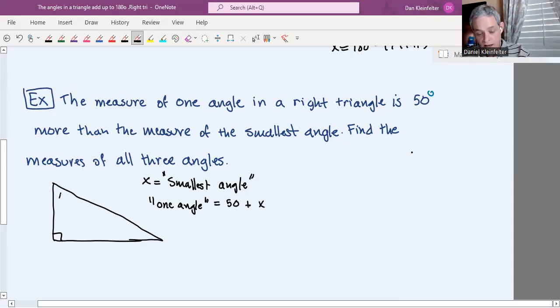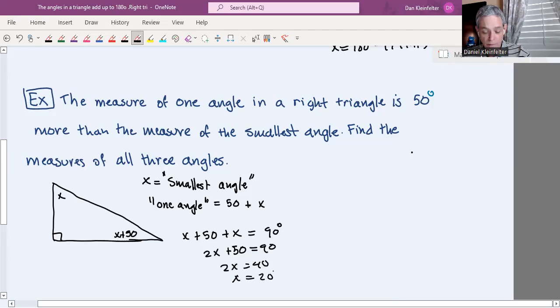Okay, so we have x, we have 50 plus x, and those two have to be 90, right? X plus 50 plus x have to total 90 degrees. So 2x plus 50 is 90. So 2x is 40 and x is 20.